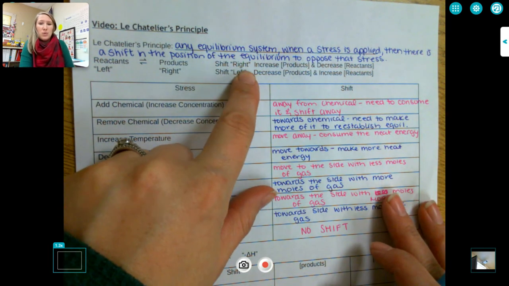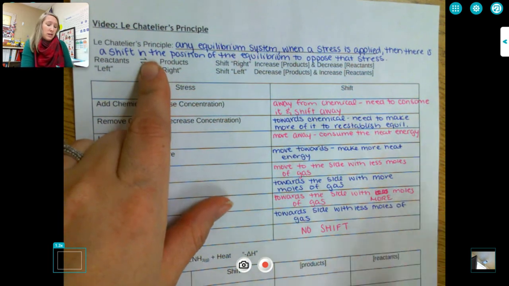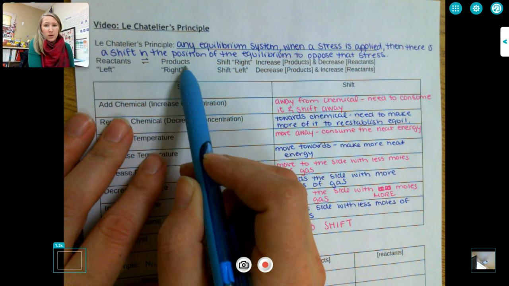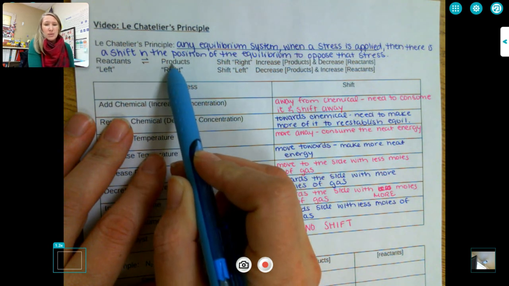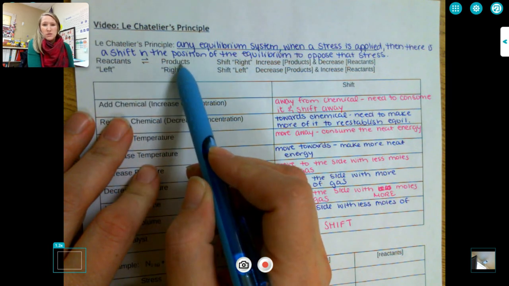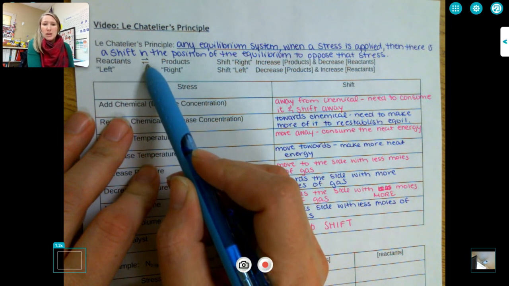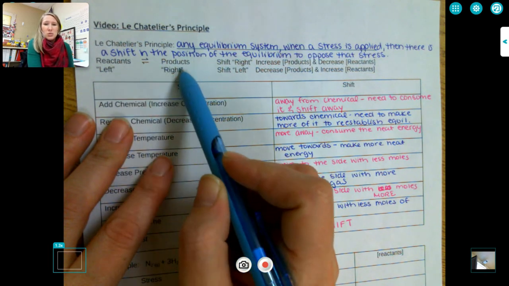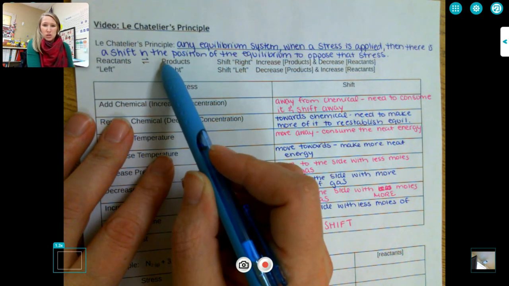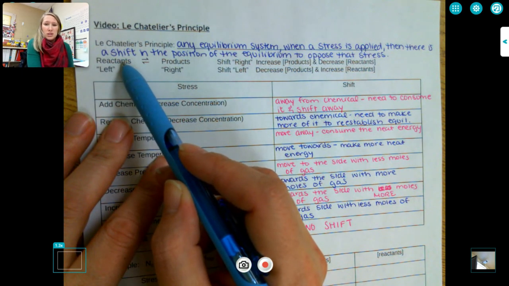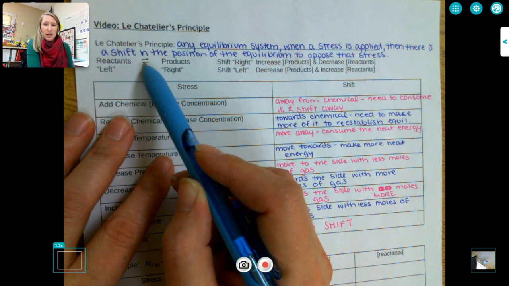If I shift to the right, that means I'm starting in the middle and I'm going to push my reaction to the right. Shifting right means I'm making more of my products: I'm going to increase my products and use up some of my reactants. If I'm starting at equilibrium and I shift to the left, I'm going to use up or decrease the concentration of my products, and increase the concentration of my reactants. So I can shift back and forth.